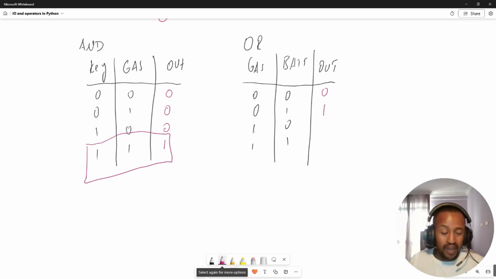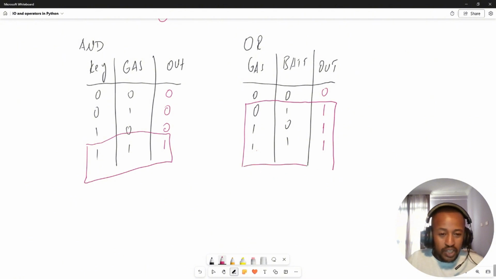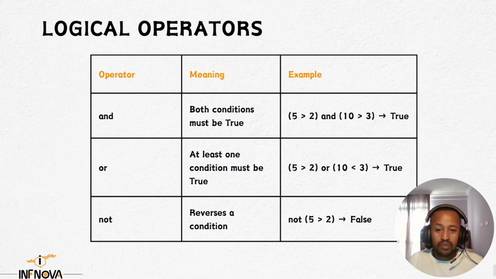We do have gas in the gas tank, but the battery is dead. We can drive the car because we do have gas. We do have gas and the battery, so we can drive the car. So the OR gate is true whenever one of the situations is true. The other is the NOT logic, which is opposing whatever it was previously. So it reverses the condition.